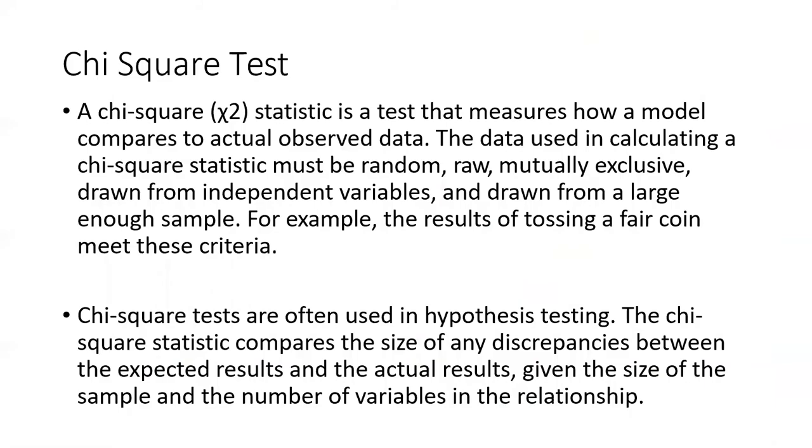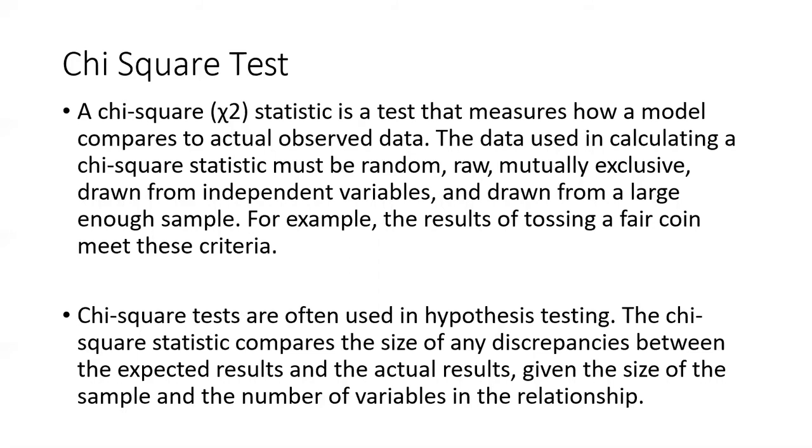Now let's understand what the chi-square test is. The chi-square test is a statistical test that measures how a model compares to the actual observed data. The data used in calculating a chi-square statistic must be random, raw, mutually exclusive, and drawn from independent variables. So while calculating the chi-square test, the sample should be drawn in a random and mutually exclusive way from the independent variables.